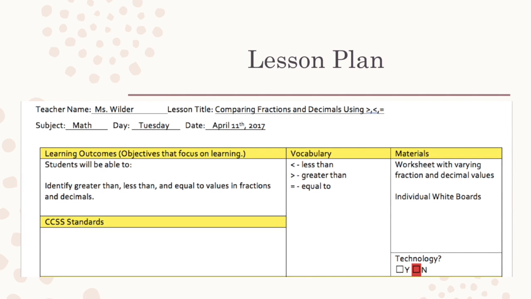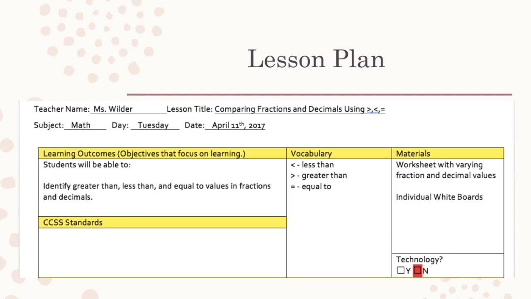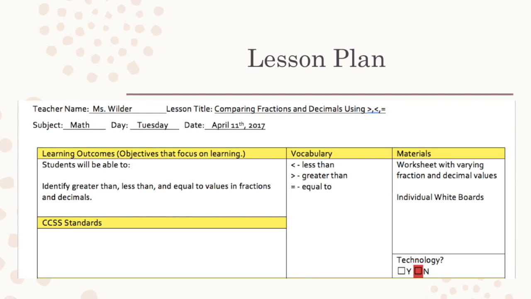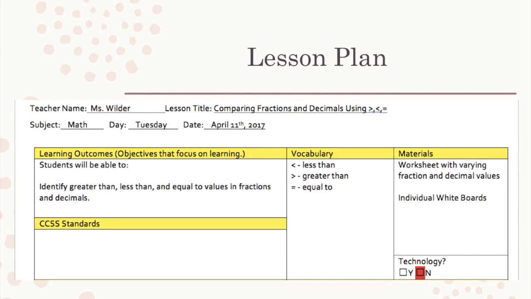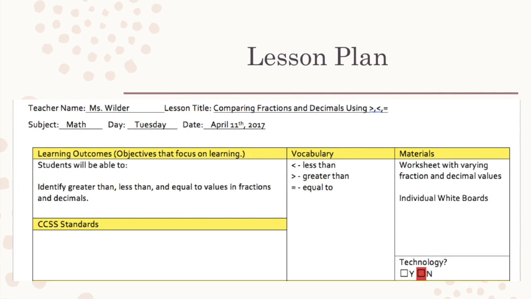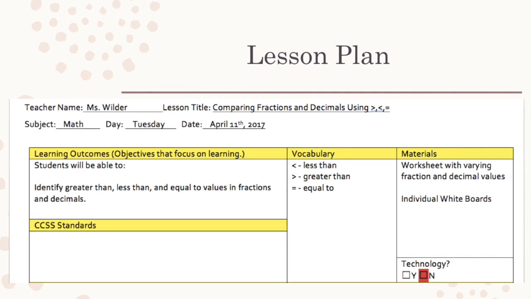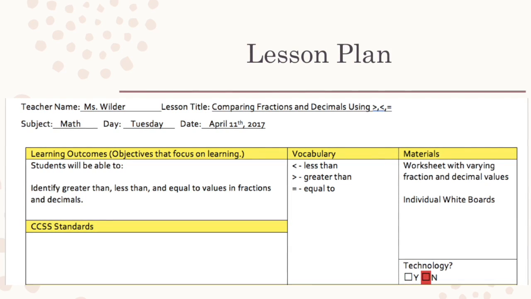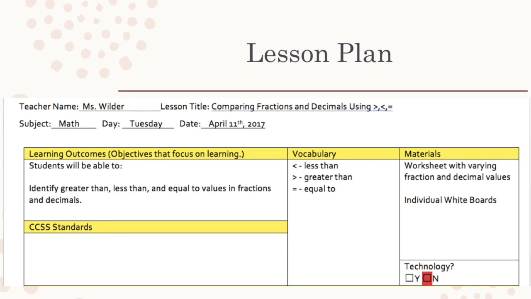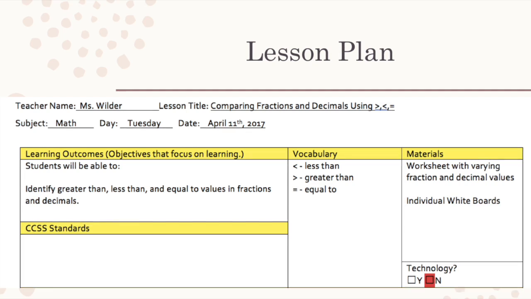So my lesson plan that I created for Alice is going to be comparing fractions and decimals using greater than, less than, or equal to. The outcome, or objective, is that she will be able to identify greater than, less than, and equal to values in fractions and decimals. And the vocabulary she needs to know is what these symbols mean, so that the less than means less than, the greater than means greater than, and the equal means equal to.